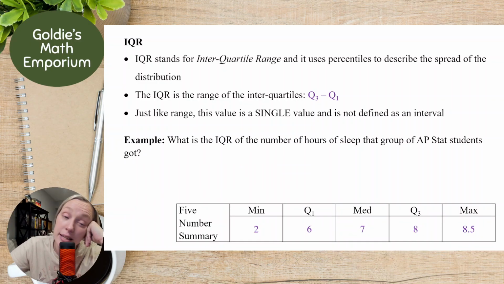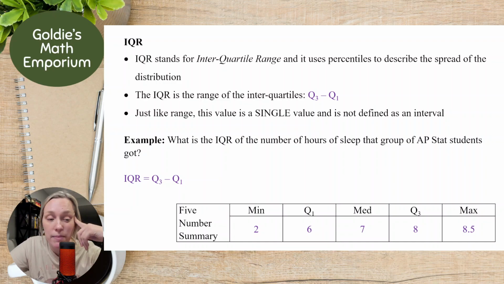So for the example we just did, what is the IQR of the number of hours of sleep that the group of AP students got? Well, IQR is Q3 minus Q1, so we're going to take 8 minus 6, and that gives us an IQR of 2. And that's it. That's your IQR. Isn't that nice?